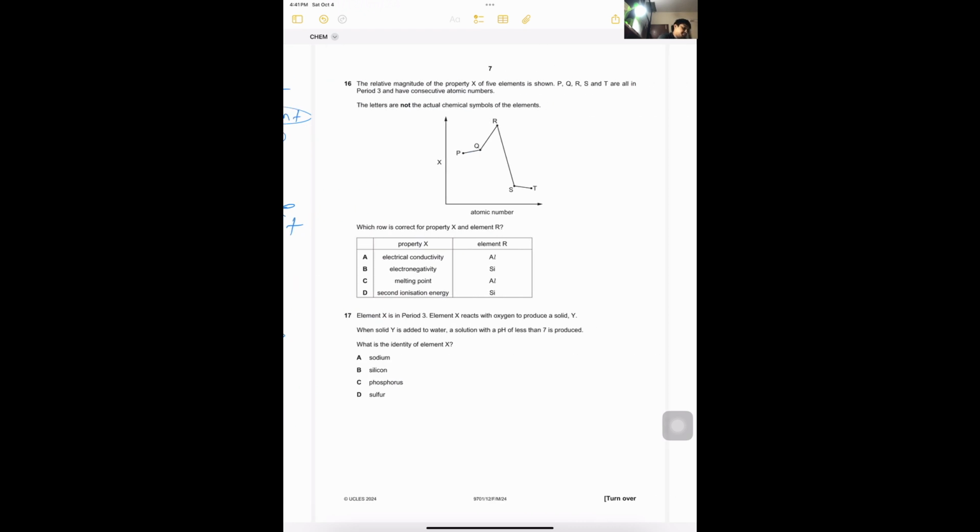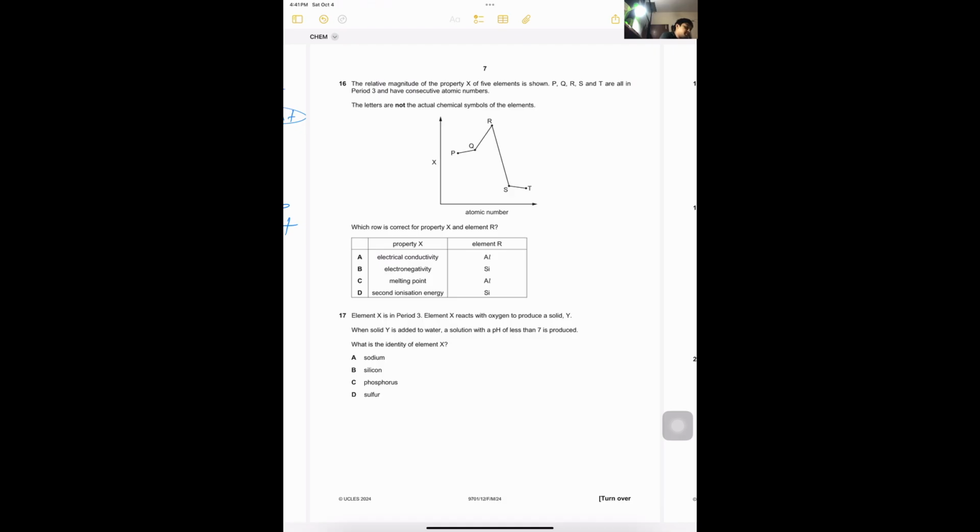Question number 16. The relative magnitude of the property X of 5 elements is shown. P, Q, R, S, T are all in period 3, so it's talking about the properties of period 3, and have consecutive atomic numbers. I hope this graph is very familiar. This is purely from the theory. You need to know the shape of the graph, and it's better to know which one is what.